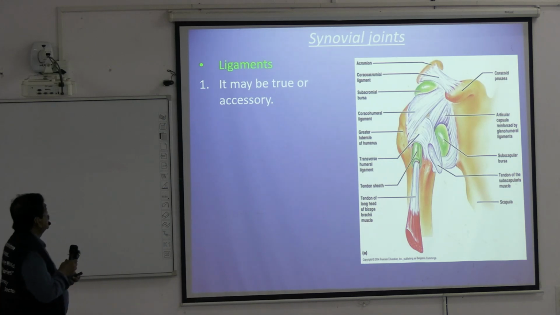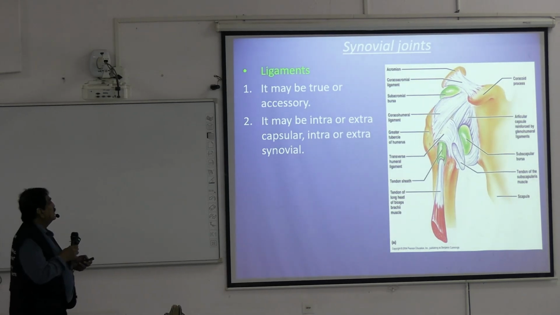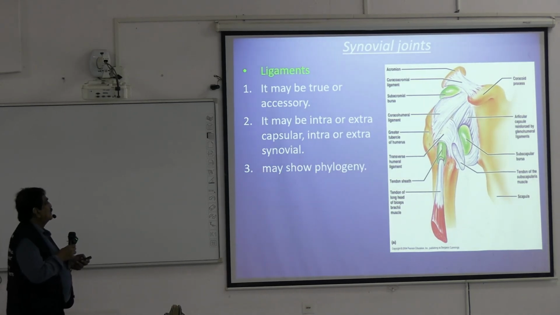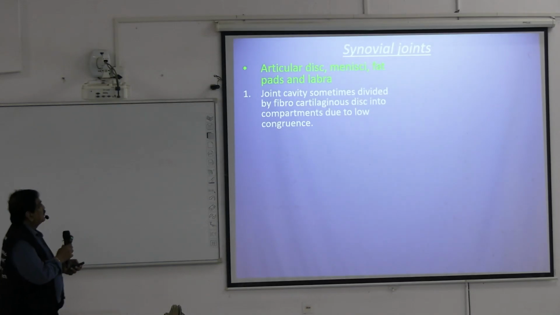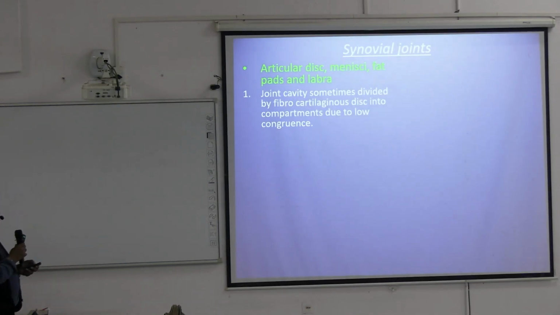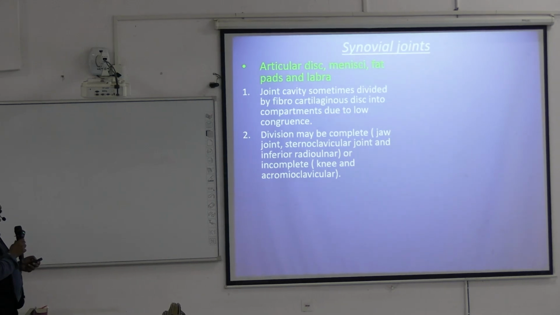It may be true or accessory. It may be intra or extracapsular, intra or extra synovial. May show phylogeny. Functions: permit desirable movement, stability. Articular disc, menisci, fat pads and labra. The joint cavity is sometimes divided by a fibrocartilage disc into compartments due to low congruence. Division may be complete, as in the jaw joint, sternoclavicular joint, inferior radioulnar joint, or incomplete, as in the knee and acromioclavicular joint.